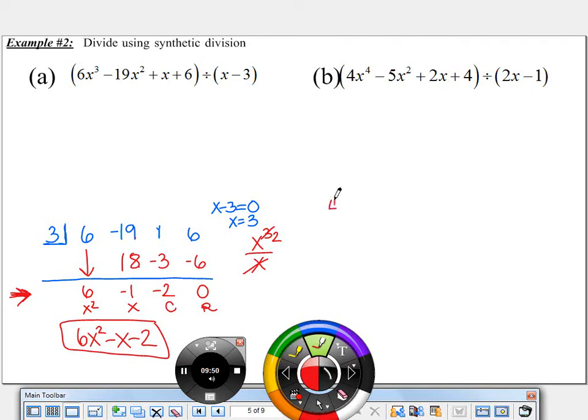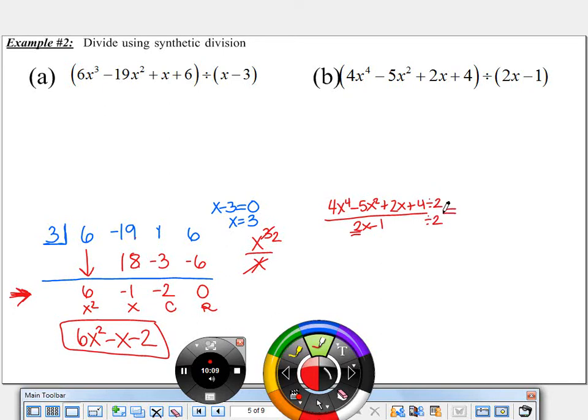So basically, think about it like simplifying a fraction. You have this polynomial being divided by 2x minus 1. If I don't want this 2 right here, basically what I can do is divide the denominator of the fraction by 2, as long as I do the same thing in the numerator.